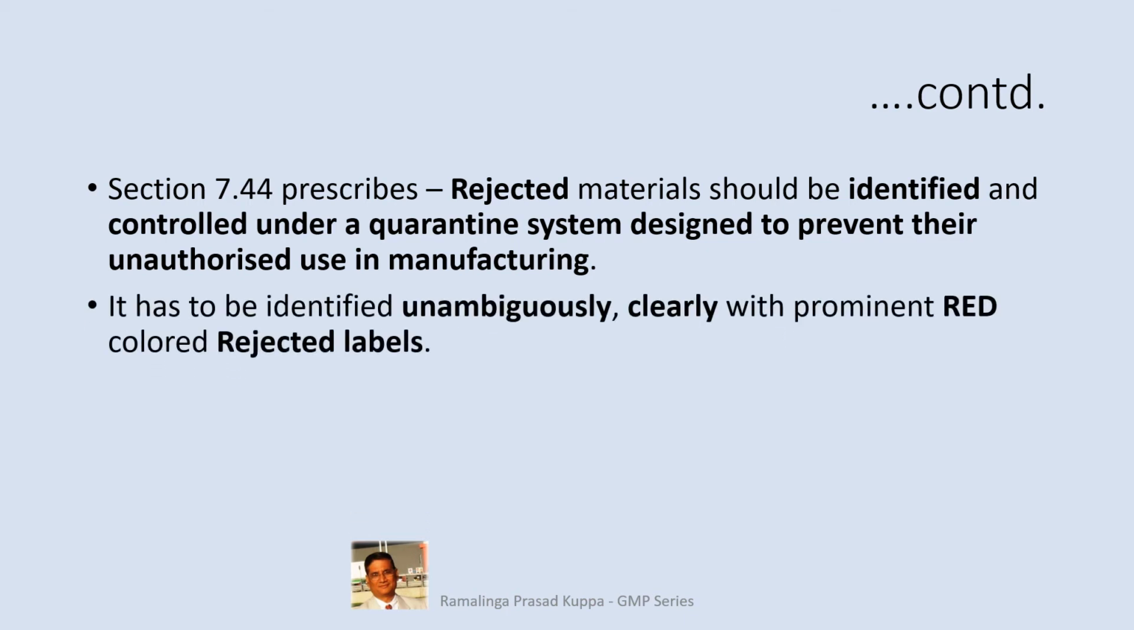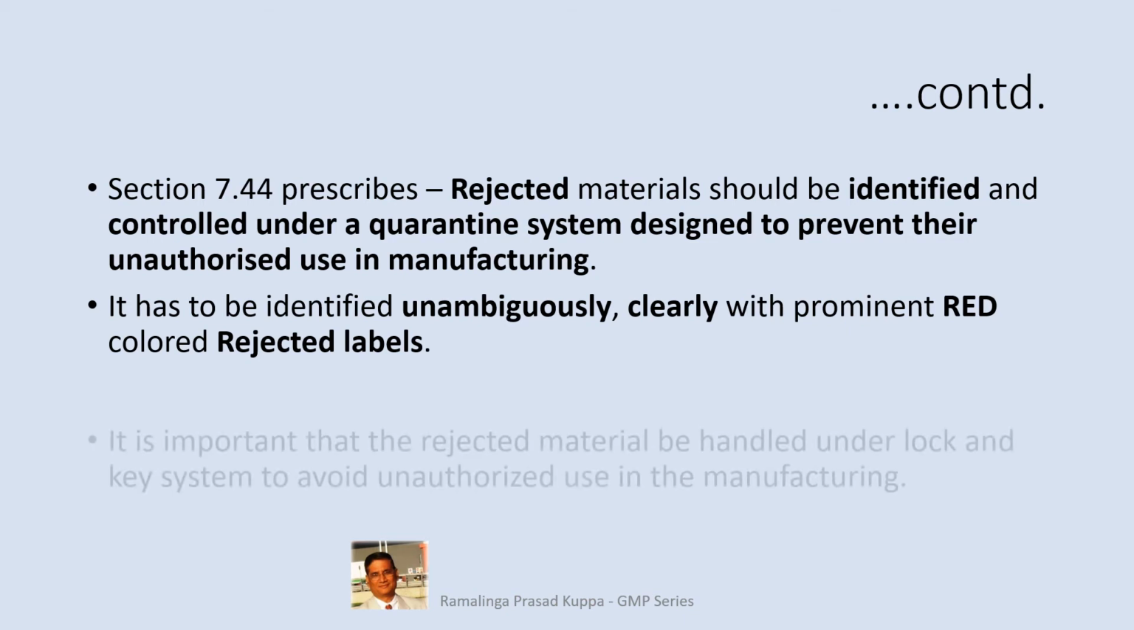It has to be identified unambiguously, clearly with a prominent red colored rejected label. Red color is an indication for a total stop sign. So all such rejected materials should be clearly identified with a red sticker to indicate not to use that material in the manufacturing.